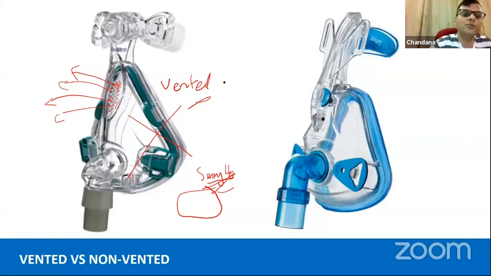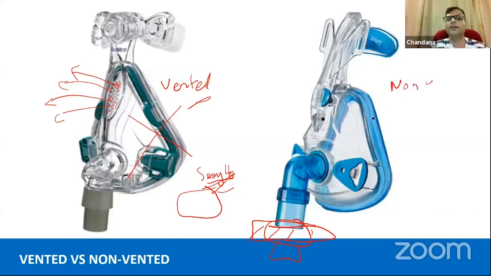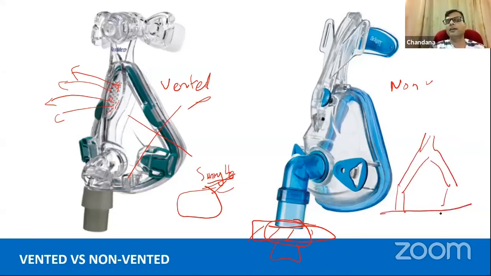So what you can do is attach an exhalation port over here, and a filter also over here, and then use a non-vented mask. In this mask, there is no way of exhalation. So you have to either connect to a dual limb circuit, where the patient can inhale through one limb and exhale through another limb.